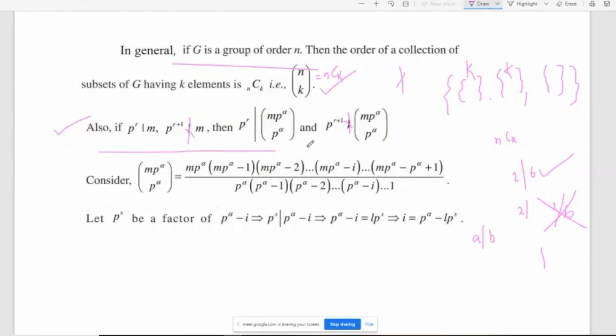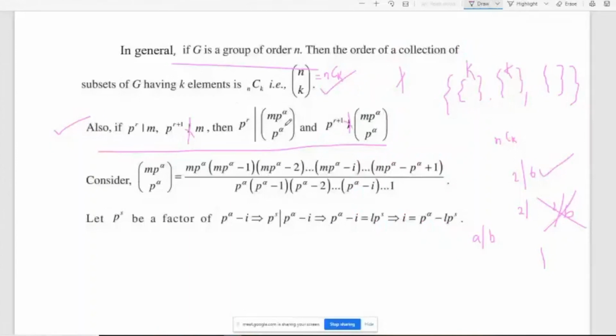What it says is, the way m behaves, in the same way mp^α choose p^α behaves. How does m behave? m is divisible by p^r, and m is not divisible by p^(r+1). Then mp^α choose p^α is divisible by p^r, and mp^α choose p^α is not divisible by p^(r+1). So the way m behaves, in the same way mp^α choose p^α behaves. That is what is established in this second fact.